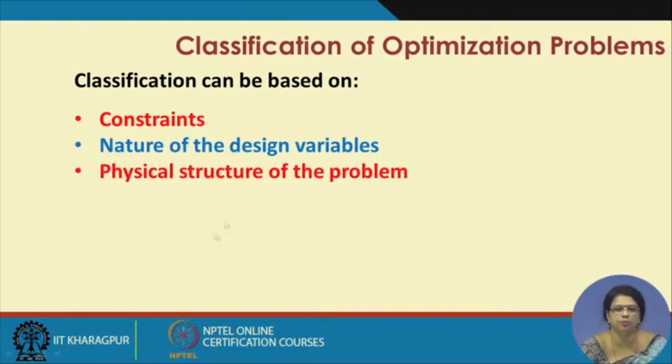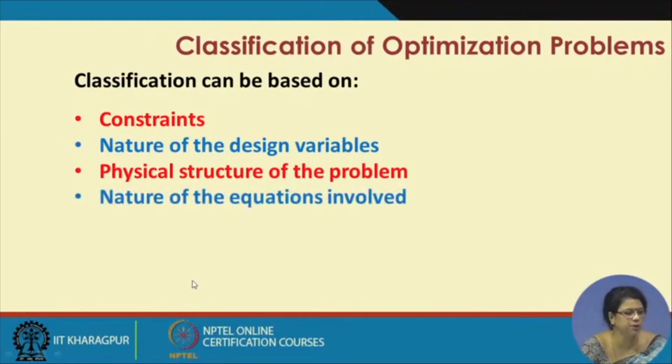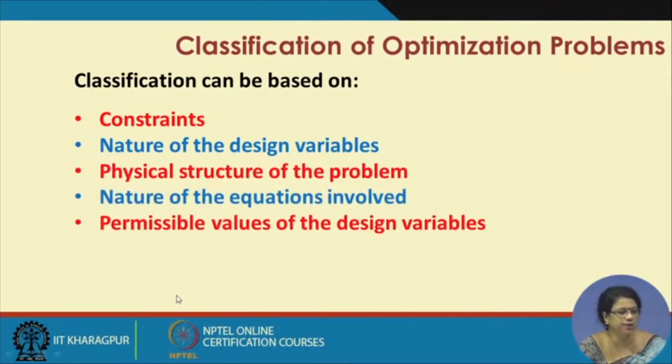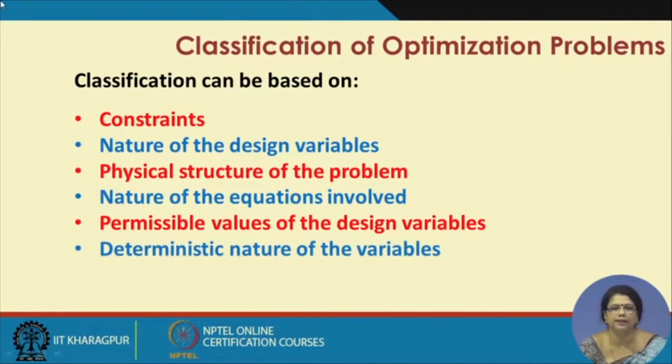The physical structure of the problem is one thing, and the nature of the equations involved. This is one part, and the permissible values of the decision variables. Sometimes the optimization model works on stochastic variability. That is why stochastic nature is being captured: the parameters involve stochasticity, we are considering the corresponding probability distributions of those, and we are preparing the optimization model for that.